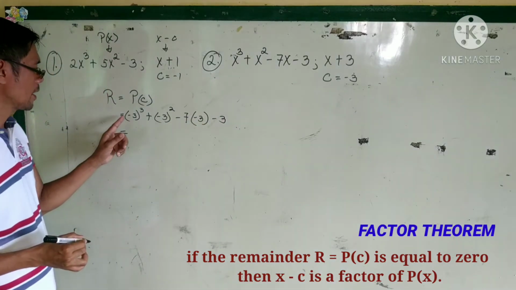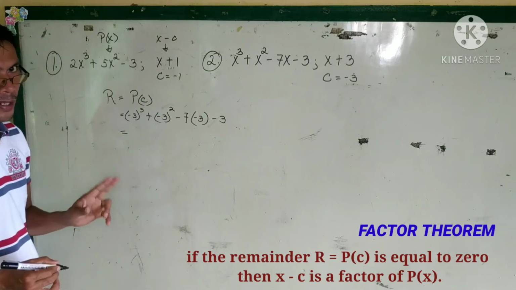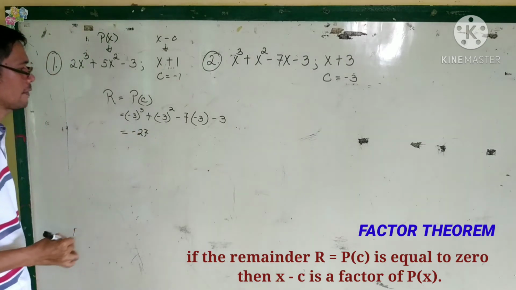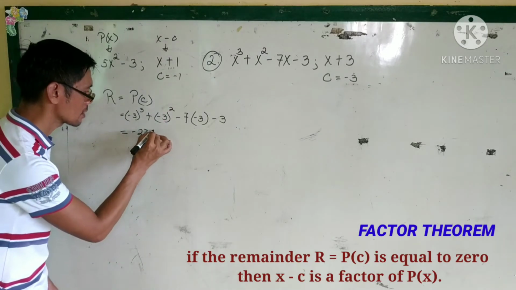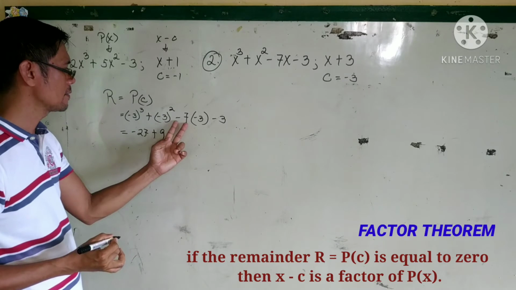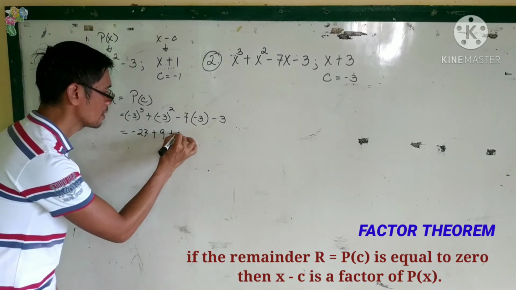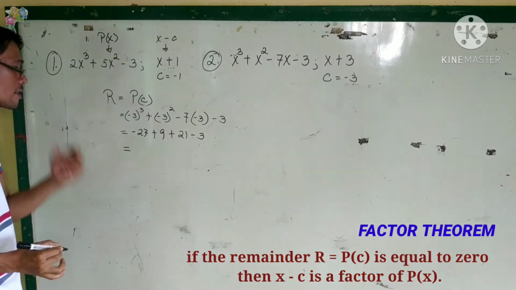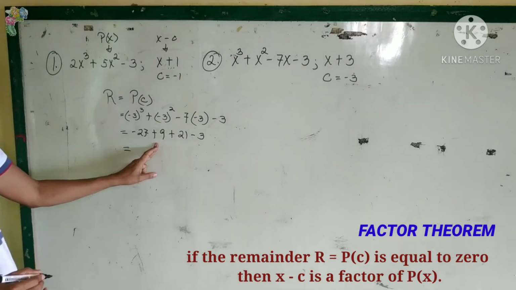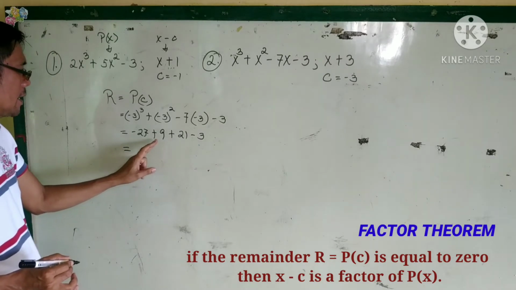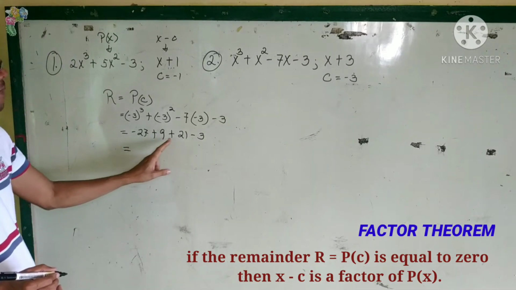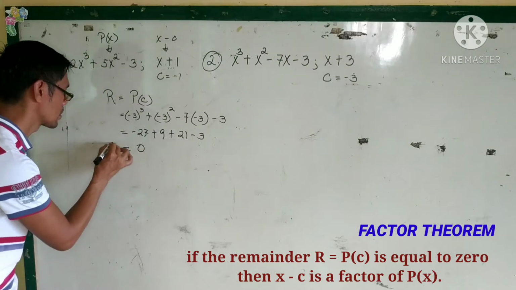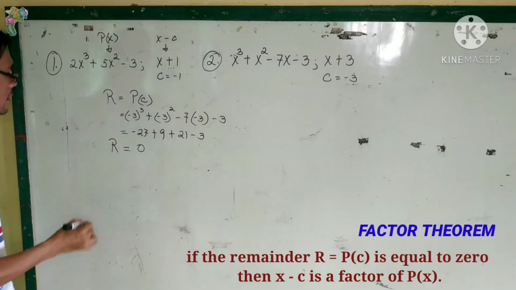Okay, let's simplify. Negative 3 raised to 3, negative 3 times negative 3, 9. 9 times negative 3, negative 27. Negative 3 squared is 9. Negative 7 times negative 3, positive 21 minus 3. Carrying out the operations, negative 27 plus 9, that is negative 18. Negative 18 plus 21 is 3. 3 minus 3 is equal to 0. So remainder is equal to 0.